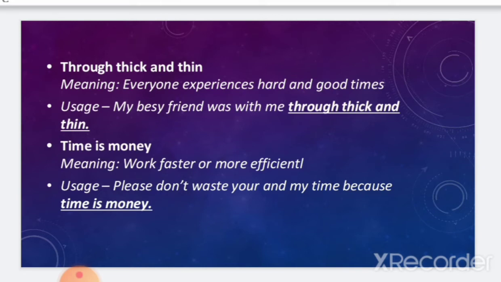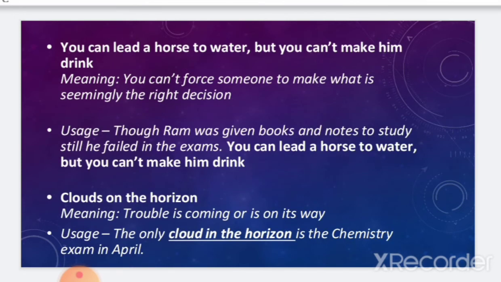Time is money, meaning work faster or more efficiently. Usage: Please don't waste your and my time because time is money. Next, you can lead a horse to water, but you can't make him drink, meaning you can't force someone to make what is seemingly the right decision.